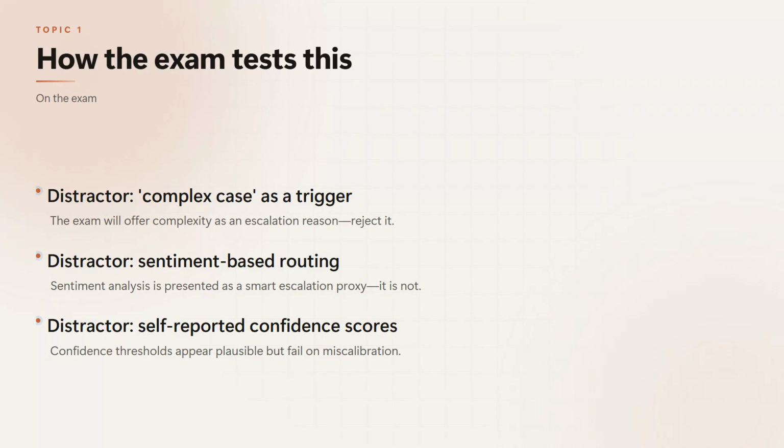Recognize that sentiment measures a different variable and creates false escalations. It will make self-reported confidence thresholds look plausible, because they seem like a safety net, but the agent is already confidently wrong on the hard cases, so thresholding changes nothing. The trap that catches people is treating escalation as a complexity problem rather than an authority problem.